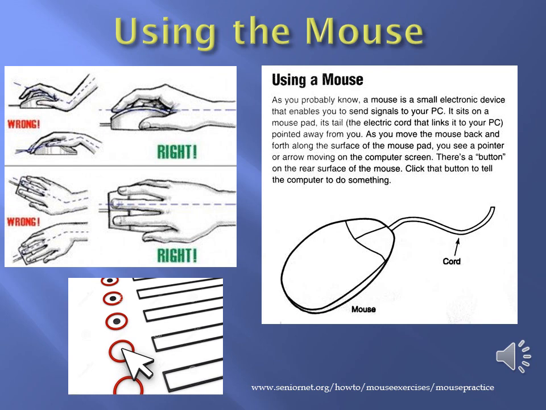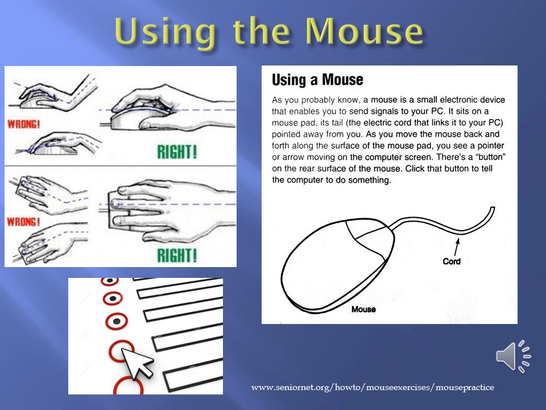But as you probably know, a mouse is a small electronic device that enables you to send signals to your PC. It sits on a mouse pad, technically. Sometimes we don't use those, but it can sit on a mouse pad. It has a tail, and the electronic cord that links to your PC is that tail, and it's usually pointed away from you, so it's not going to be behind the mouse to get in your way. As you move the mouse back and forth along the surface of the mouse pad or your desk or whatever you're using, you see a pointer or arrow moving on the computer screen.